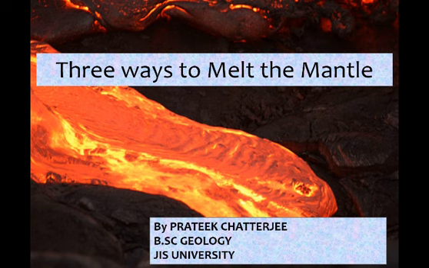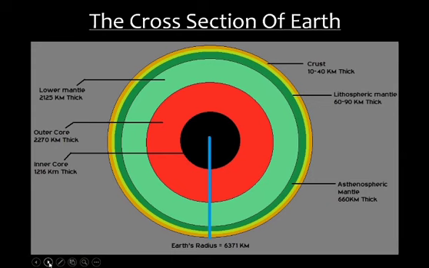Today I am going to explain how magma is formed by melting mantle. So let's consider a simple cross section of the earth. Most people understand that the earth consists of three great compositional layers: the crust, the mantle and the core. The crust and mantle are not molten. Now the question arises: where do the magmas come from?